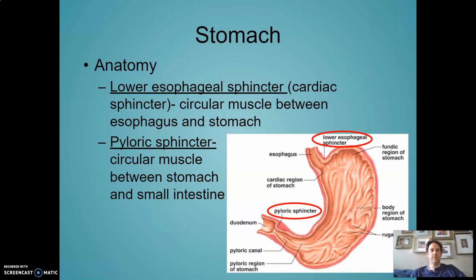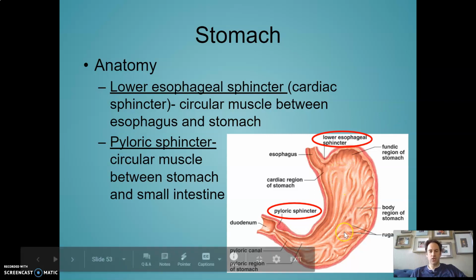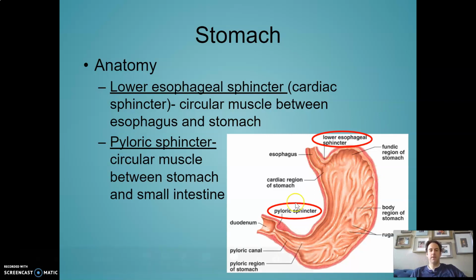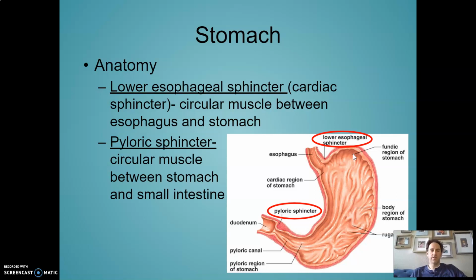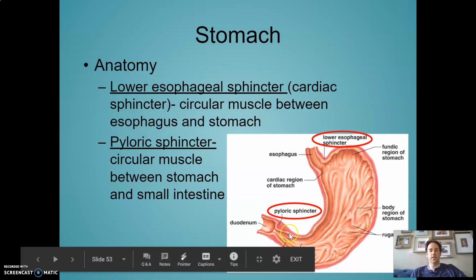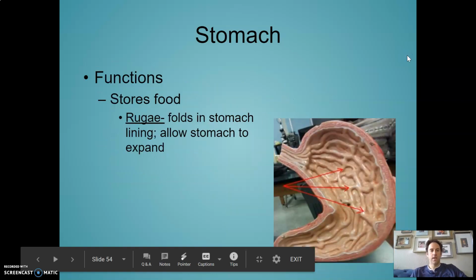So before we get into the function of the stomach, let's just look at the anatomy. Like I said, it has this kind of J-shaped structure, and you'll notice that the top and bottom have these circular openings called sphincters. The lower esophageal sphincter is that gap between the esophagus and the stomach, while the pyloric sphincter is the gap between the stomach and beginning of the small intestine.